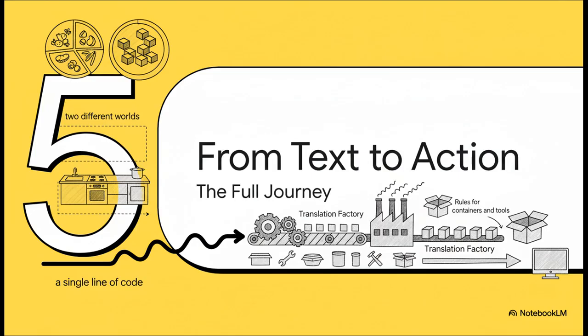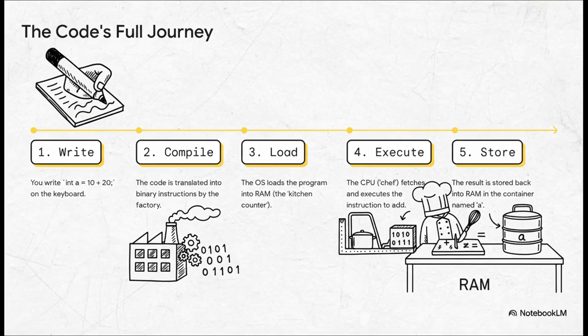All right, we've seen the two different worlds of the poet and the machine. We've toured the kitchen's layout, we've walked through the translation factory, and we've learned the rules for containers and tools. Now, let's put it all together and trace the full journey of our single line of code. Here it is, the complete story, start to finish.